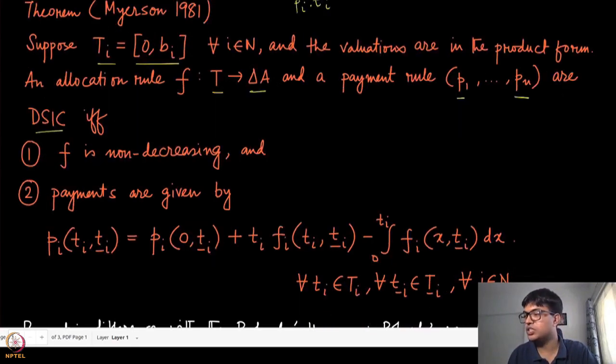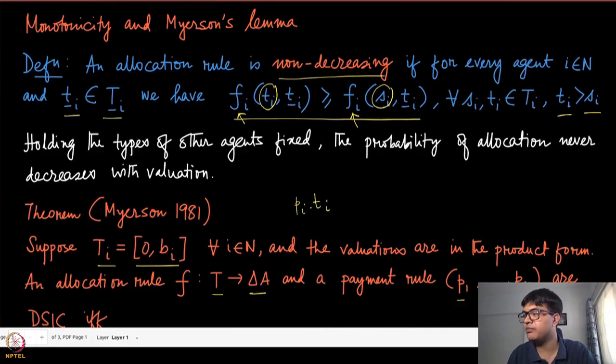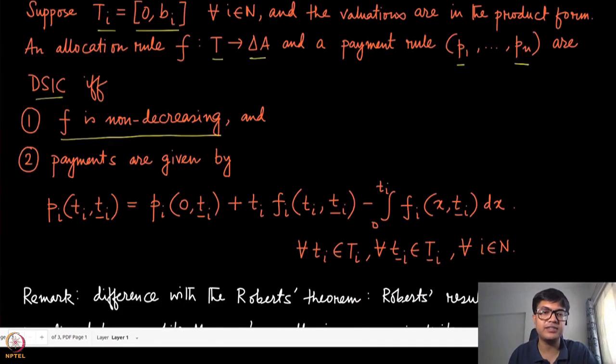And what are those conditions? The first condition is that F is non-decreasing, the property that we defined in the beginning: if your valuation increases, then your probability of getting that object weakly increases. And the second property is that the payments are given by a very specific integral formula. Let us read it one by one.